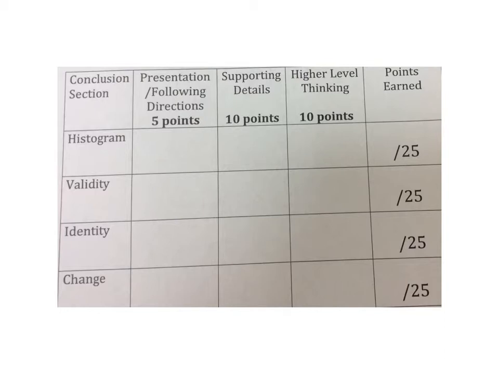Were there sources of error that you can point to? And as I said before, were there enough trials for you to determine whether or not there's a trend? So you have to talk about whether or not variables are kept constant, whether or not there are sources of error, whether or not the data is precise, and whether or not there's enough data. You have to talk about all those things in order to get the supporting details points. How you talk about them gives you your higher level thinking points.